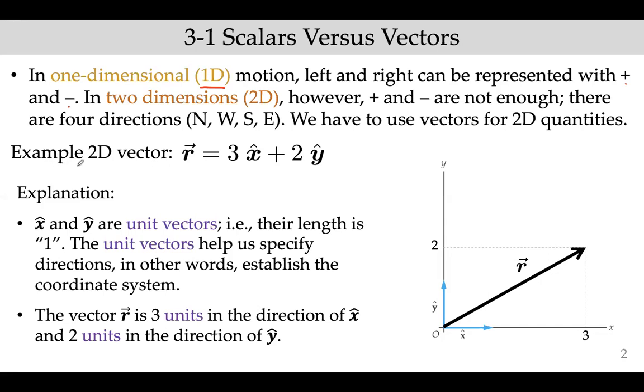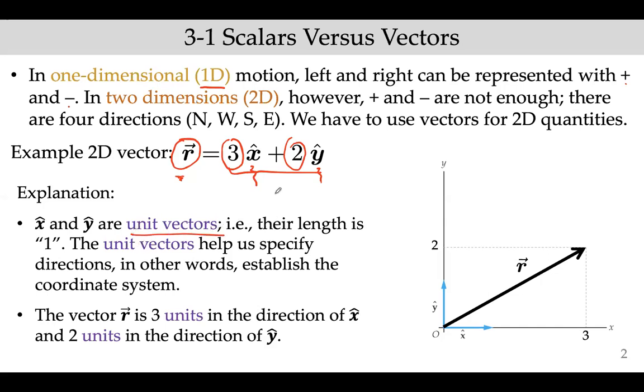So let me give you an example for a 2D vector. This object with the vector sign on the top means this is a vector. If you have a vector on the left-hand side of an equation, then the equal sign, then you also have to have a vector on the right-hand side. So 3 is not a vector, 2 is not a vector, but what's a vector here is x hat and y hat. These are two vectors, and we actually call them unit vectors.